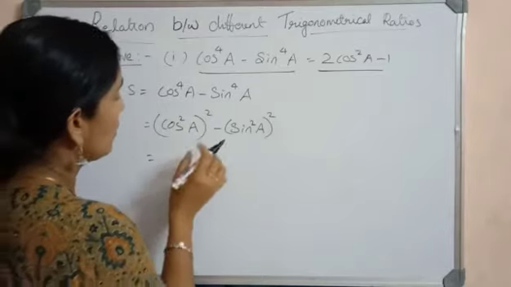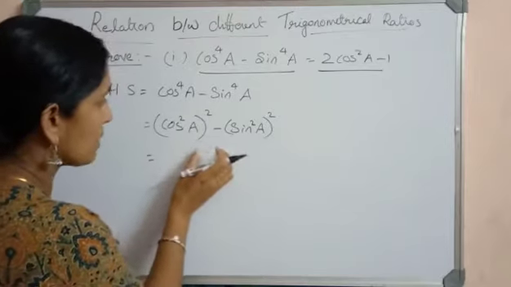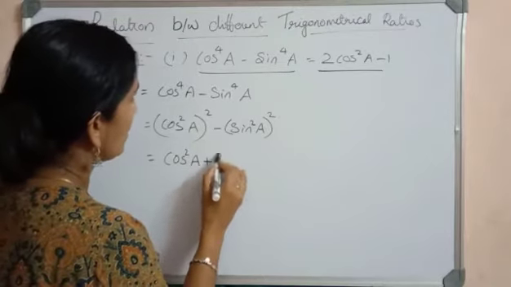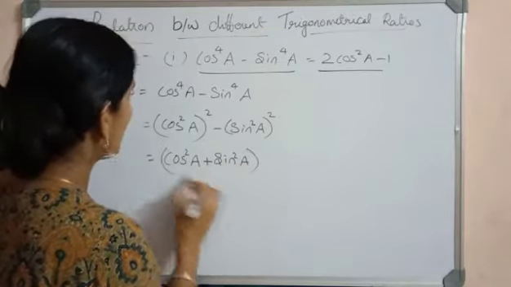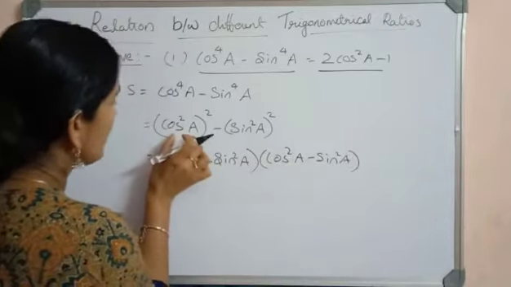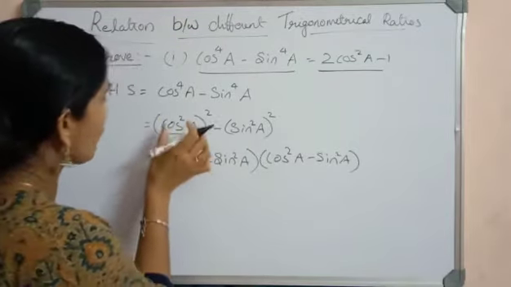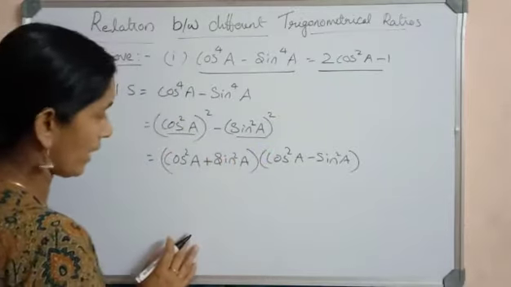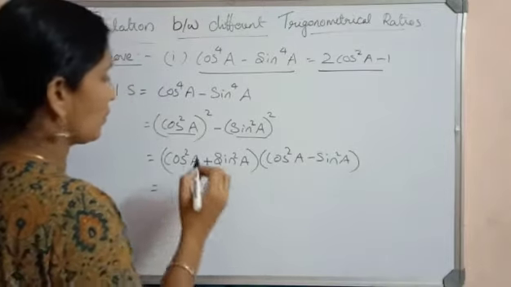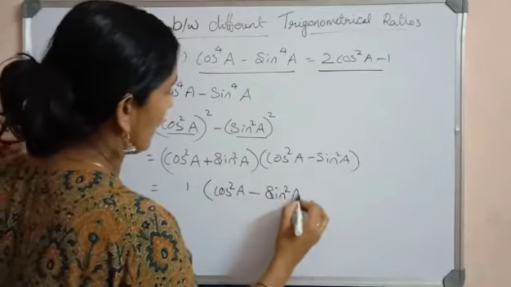So this is in the form a square minus b square. What is a square minus b square? That is a plus b into a minus b. So here in the place of a we have cos square A, and in the place of b we have sin square A. This becomes cos square A plus sin square A into cos square A minus sin square A. Now cos square A plus sin square A we have seen is equal to 1, into cos square A minus sin square A.